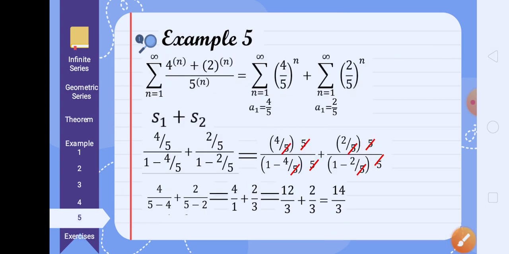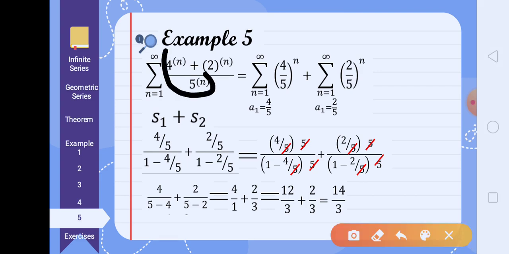So here in our example number 5, the summation notation of 4 raised to the power of n plus 2 raised to the power of n, over 5. So what are we going to do now in this kind of form? In this form, we need to split this into two geometric series. So our first geometric series is this: the summation notation of 4 over 5 raised to the power of n when n is equal to 1. And our second geometric series is this: the summation notation of 2 over 5 raised to the power of n when n is equal to 1.